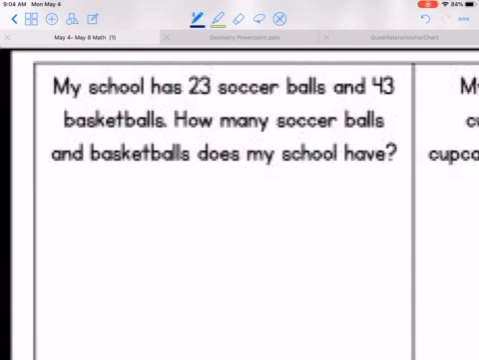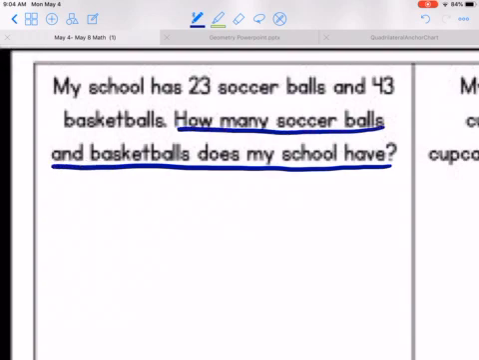First things first, I want to figure out what the question is asking. So in order to do that, I'm going to find the sentence that has the question mark, and I'm going to underline it. So there's the question mark right there. If you need to, start at the question mark and go backwards, that's great. If you don't have paper and a pencil to work with, I hope you do, but instead of writing it out, you can just think about it, or you can write down the question again on your blank piece of paper. So how many soccer balls and basketballs does my school have?